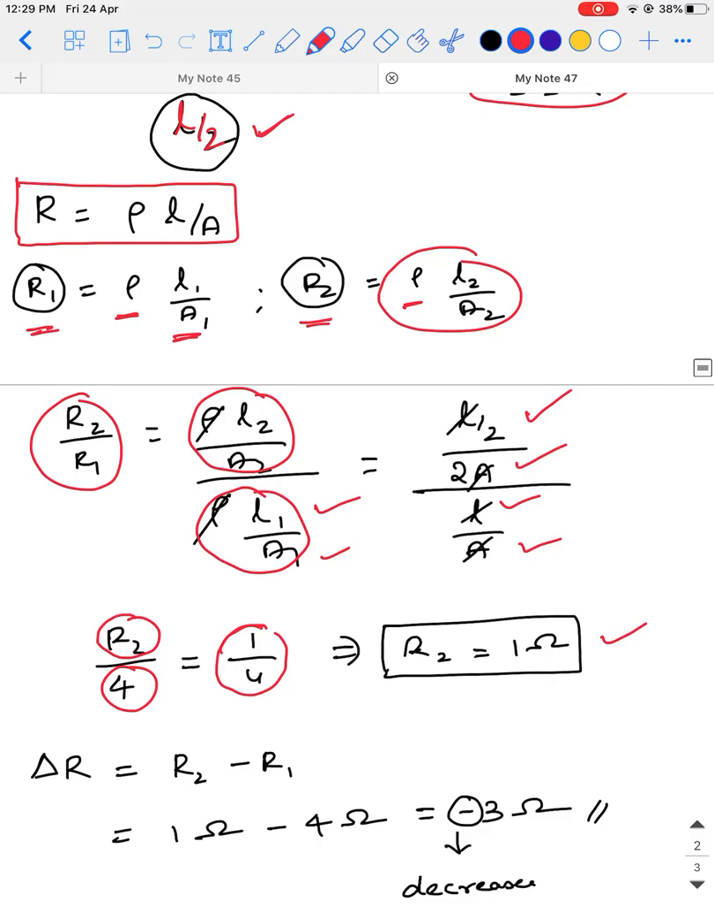Sometimes what they will ask is, they will ask you what is the change in resistance. So change in any value is always final value minus initial value. So the final value is 1 ohm, initial value is 4 ohm. So the answer comes out as minus 3 ohm. So the minus sign here indicates that there is a decrease in value. A decrease of how much value? It is 3 ohm.